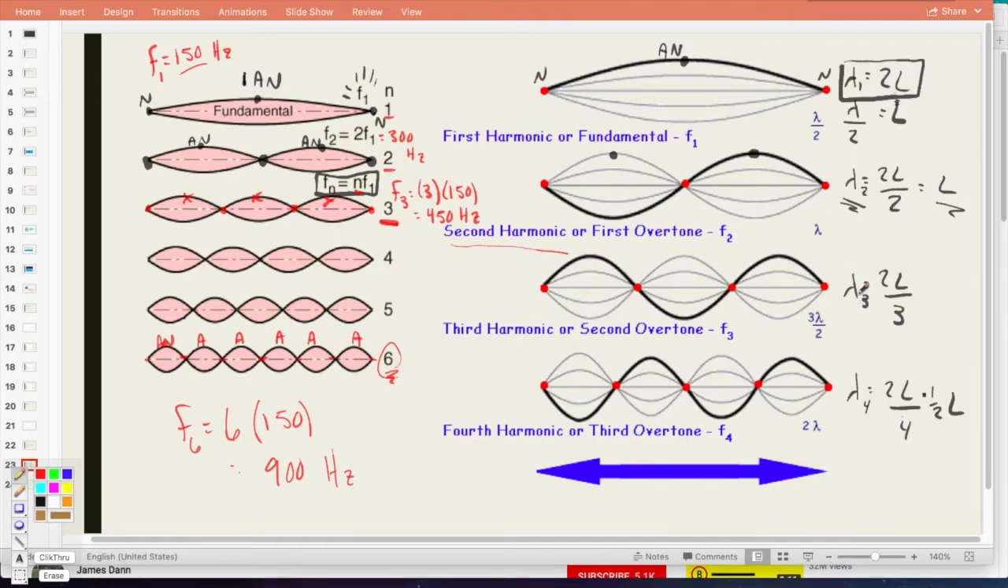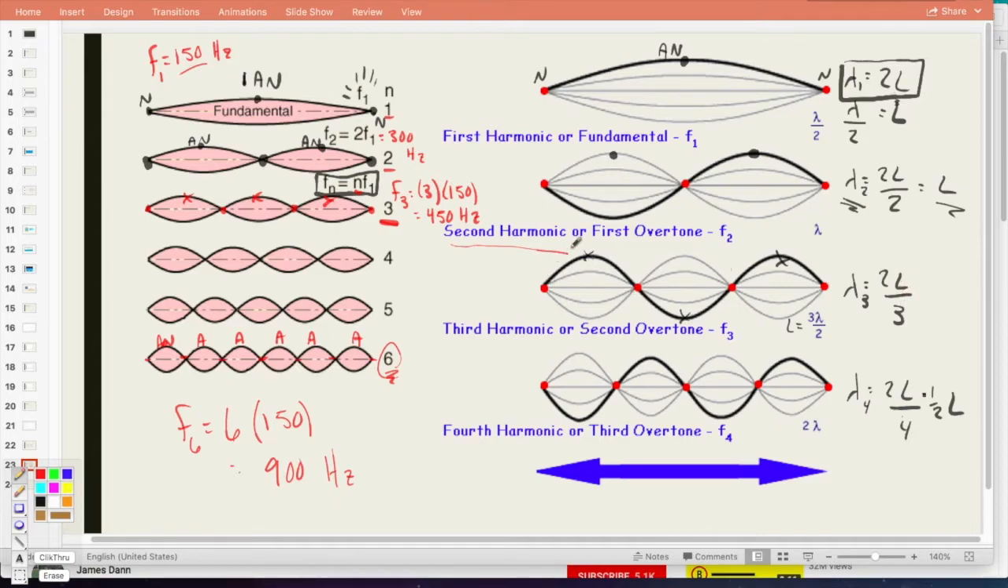Here, in the third harmonic, how do I know this is a third harmonic, besides the fact that it tells you? How could I determine that? Count the antinodes, right? 1, 2, 3 antinodes, so I know it's the third harmonic. Well, how many waves do I have? I have 1 and a half. In other words, I have 3 half waves. So the length of the string is going to equal 3 times the wavelength over 2, or we can say that the wavelength equals 2 times the length of the string over 3.